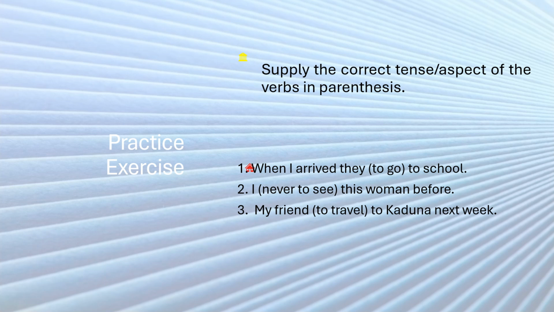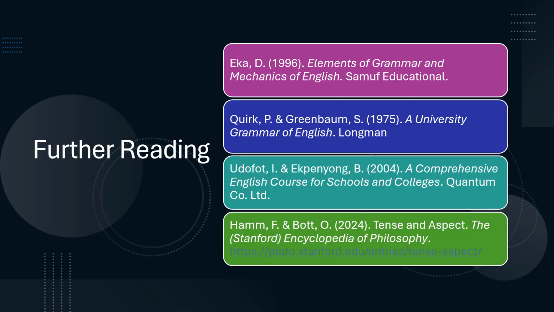So, let's have some practice exercises. You may look at this. You can supply the verbs in parentheses and do this. So when I arrive, the dash. So you have this example that you can practice with. Look at it carefully and then supply the answers. And I don't mind if you do that in the comment section. You can also do further reading by looking through this.